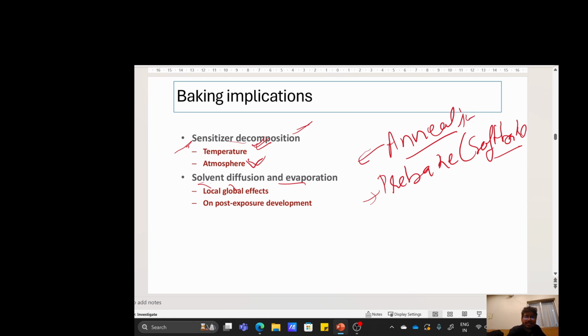Okay, solvent diffusion and evaporation. When we increase the temperature, solvent may get diffused through the sides or something may happen. That also has an effect on the post exposure development. Okay, so all these things will affect the post exposure development. When we do the development, we remove the photoresist. At that time, the feature size you were expecting may or may not come properly.